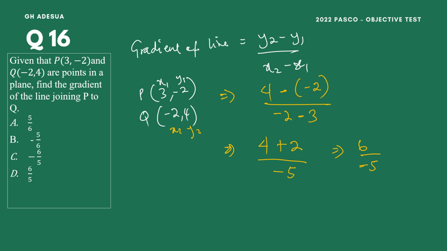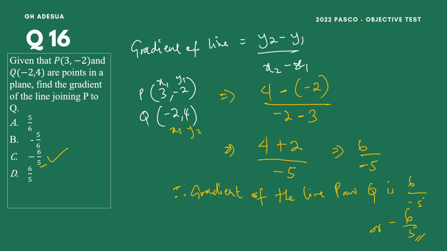Which, when we look at the gradient of the line for these two points P and Q, is 6 over -5, or you can write that as -6 over 5. It's actually the same. And when we look through our options, that is option C.